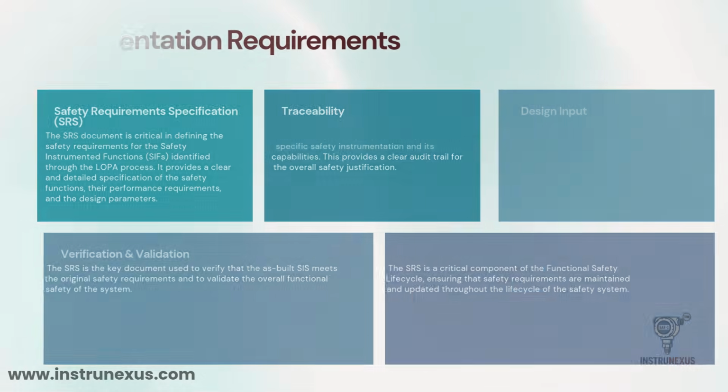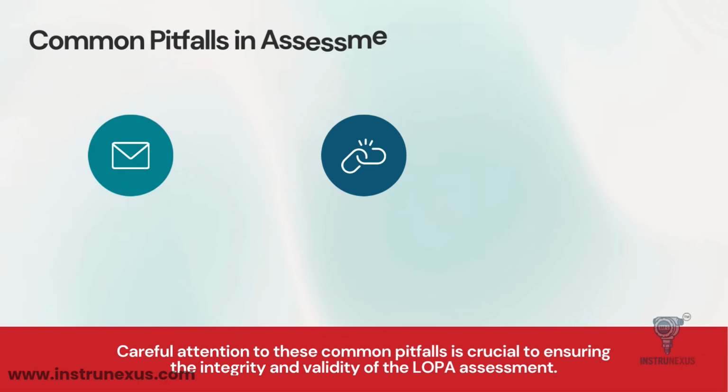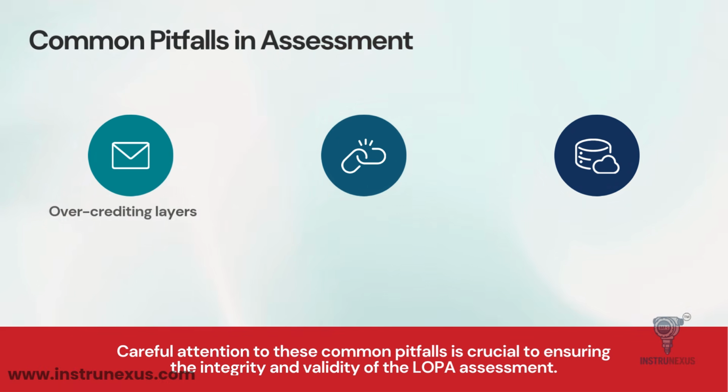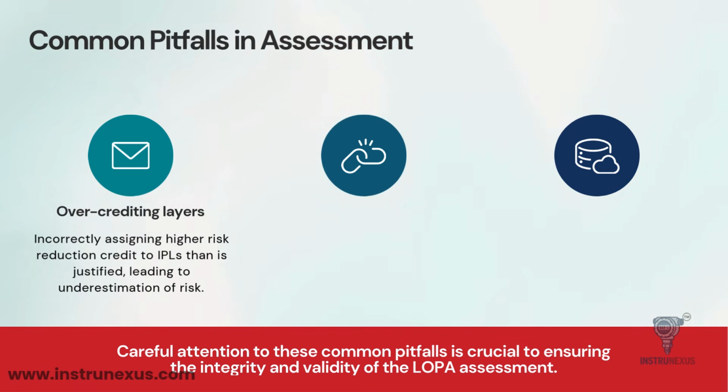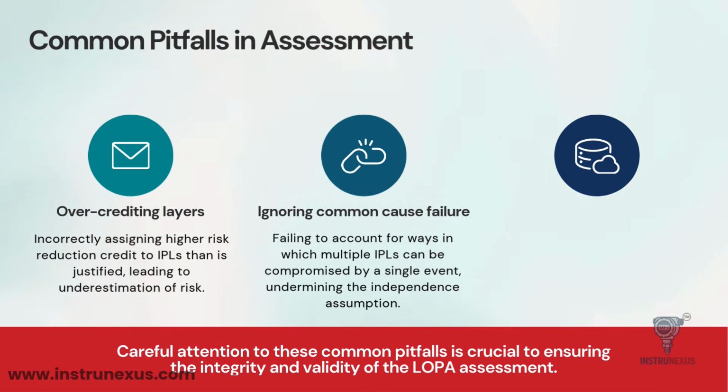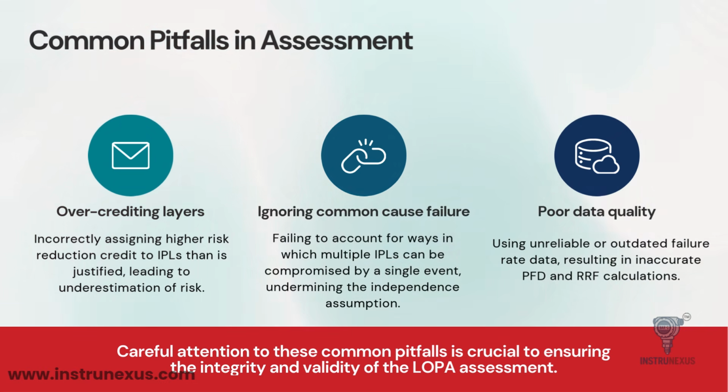Even experienced engineers make mistakes in LOPA. The most common pitfall is overcrediting layers, claiming an alarm is an IPL when the operator is flooded with alarms and ignores it. Another is ignoring common cause failure, using two valves that share the same air supply. If the air fails, both valves fail. Finally, poor data quality, guessing at failure rates rather than using industry data. These errors result in calculating a lower SIL than is actually needed, leaving the facility exposed to hidden risks.